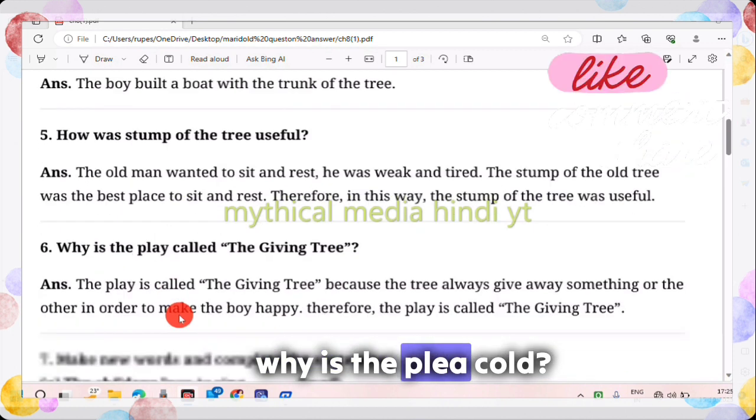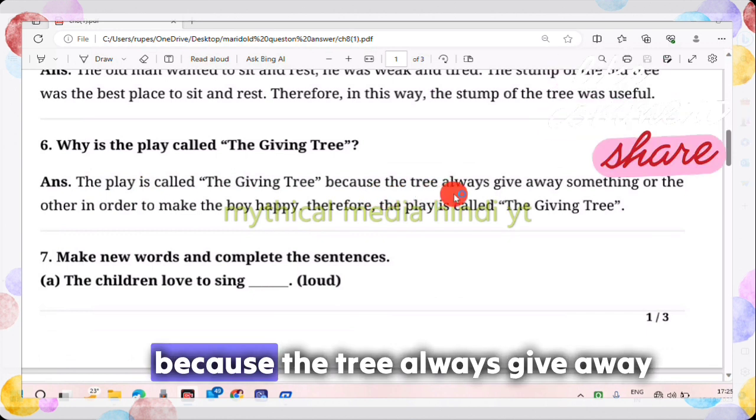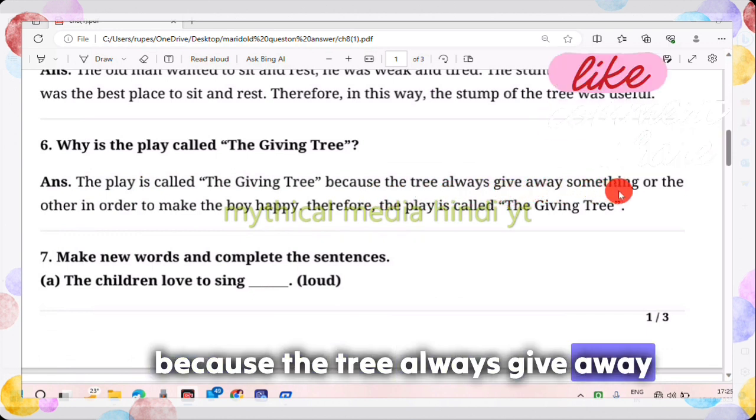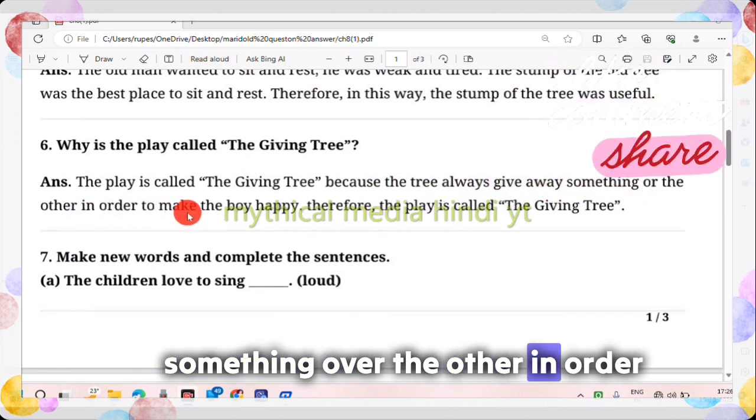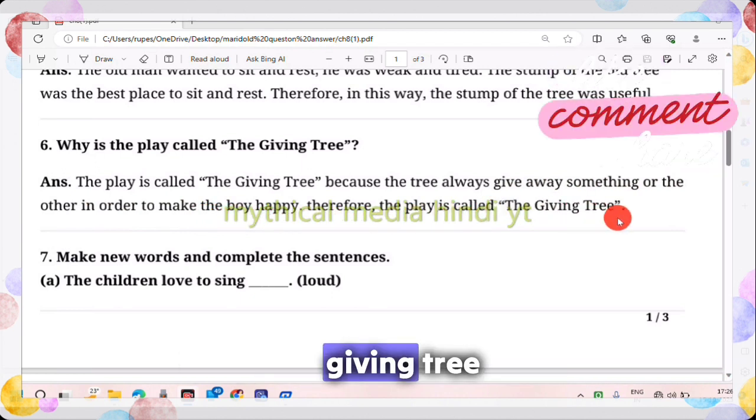Why is the play called The Giving Tree? The play is called The Giving Tree because the tree always gives away something or the other in order to make the boy happy. Therefore, the play is called The Giving Tree.